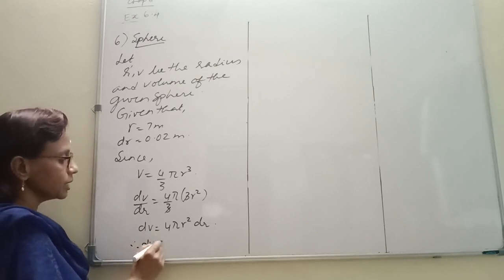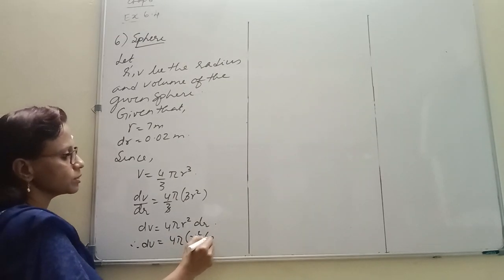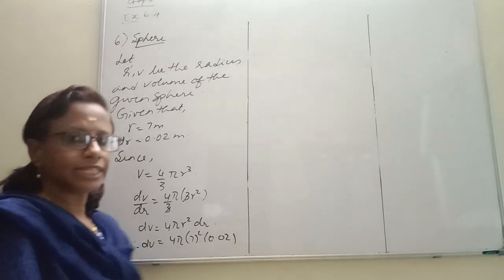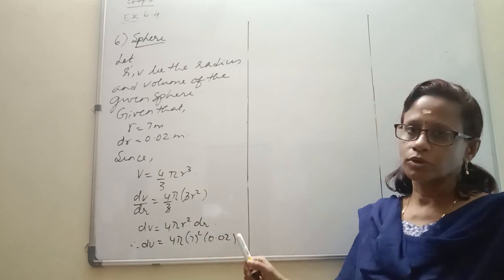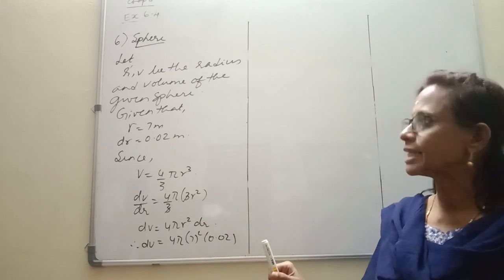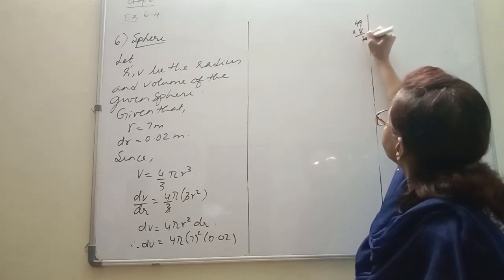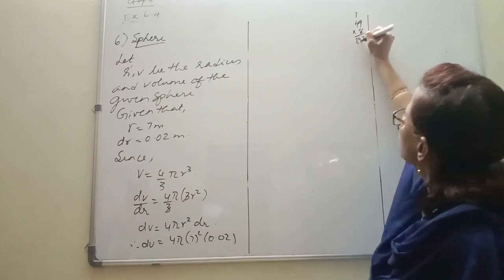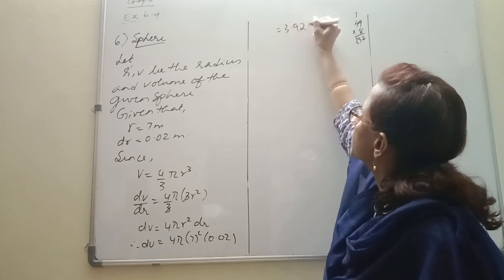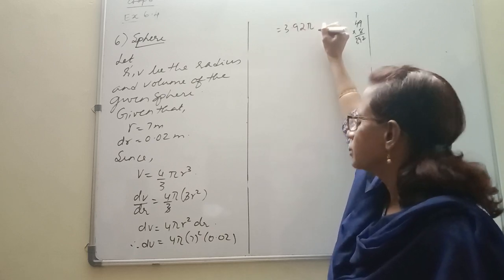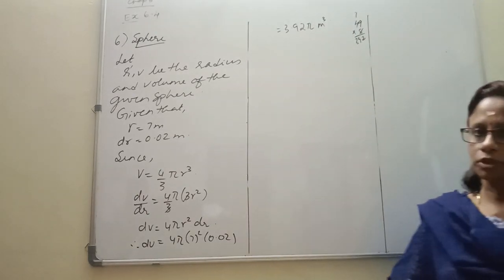Therefore, dv will become 4 pi. R is given to us, it is 7, so 7 squared. Dr is also given to us, 0.02. So it's a matter of just calculating this and finding out the answer. 7 squared is 49. 49 into 4 into 0.02, rather 49 into 0.08 actually. So 392. Let's place the decimal. It will be 3.92 pi meter cube. This will be the approximate error in the calculation of the volume.